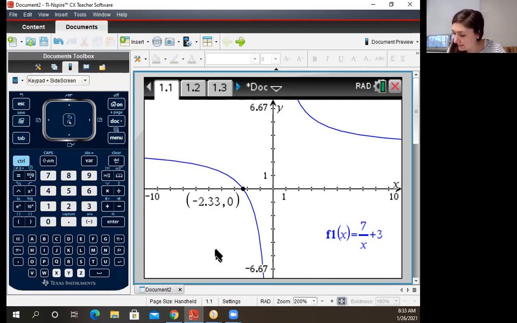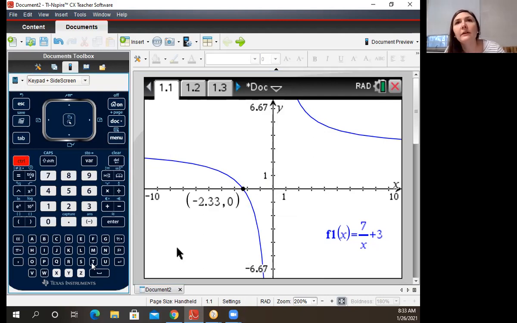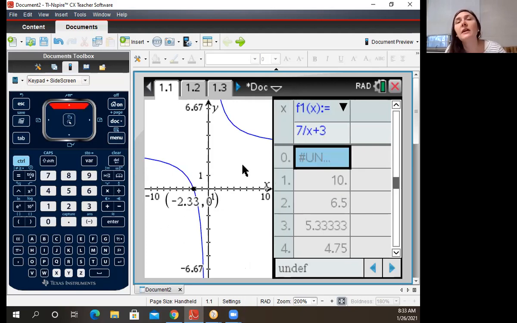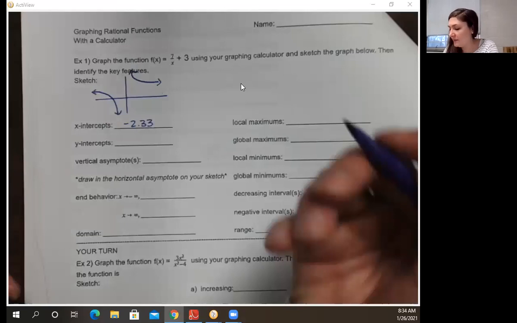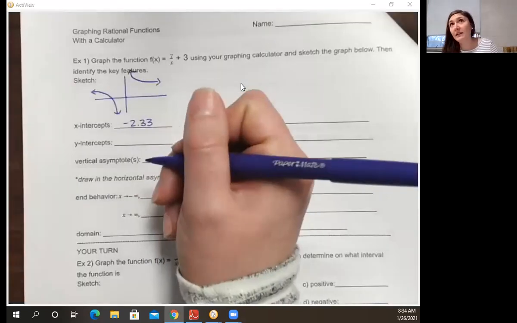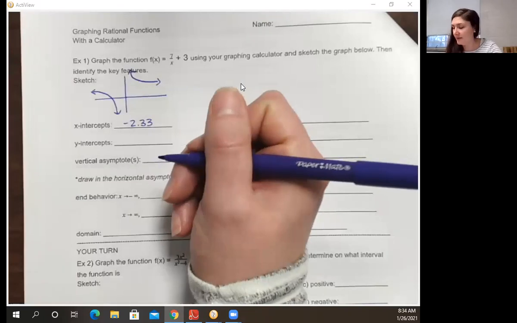The next thing on this list on my notes paper is the y-intercept. So I'm going to go ahead and pull up the table to try to find the y-intercept. The y-intercept happens when x is 0. So I'm going to hop up to when x is 0, and I can see my y value is undefined. So let's take a look at our function here. Undefined means that 0 is an x value that I can't actually plug into my function. Otherwise, my function is undefined.